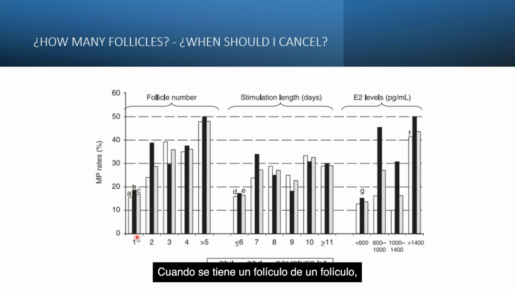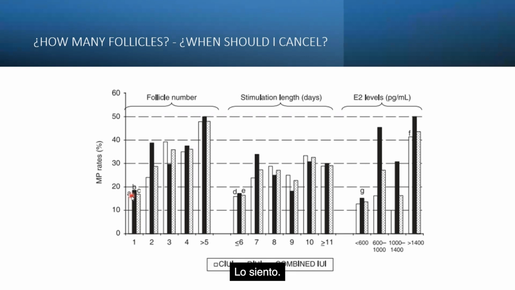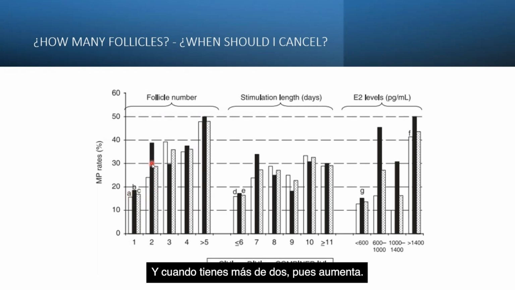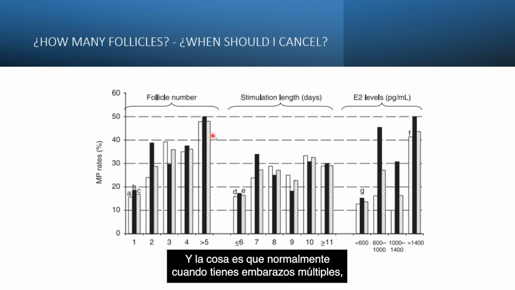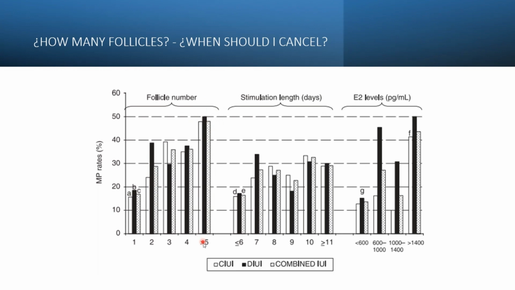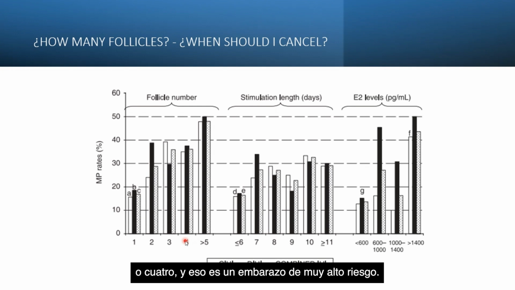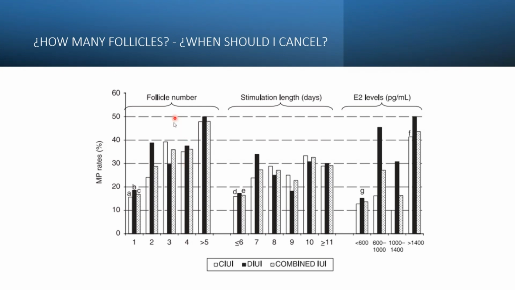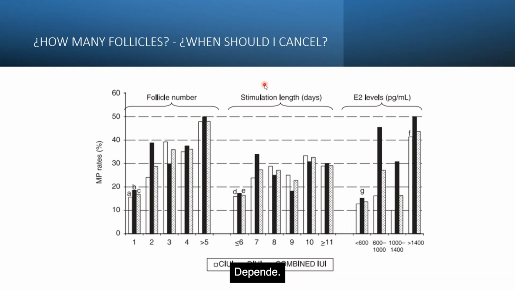When you have one follicle, usually the multiple pregnancy rates are below 20%, and when you have more than 2, well, it increases, and when you have more than 5, it increases a lot. And the thing is that usually when you have more than 4, multiple pregnancies are usually triplets or quadruplets, and that's a very high risk pregnancy. So we recommend that you cancel the cycles when you have more than 3 follicles above 18 millimeters.